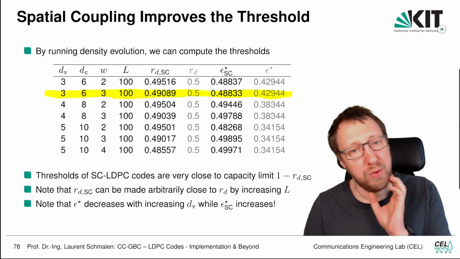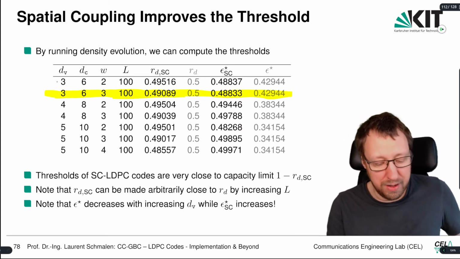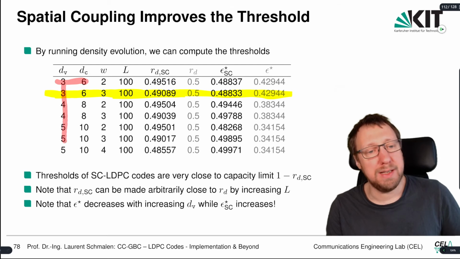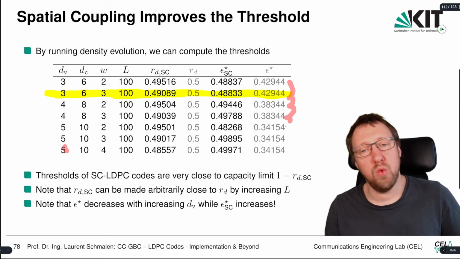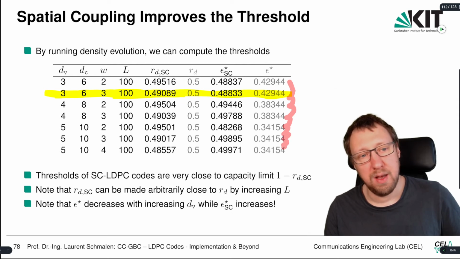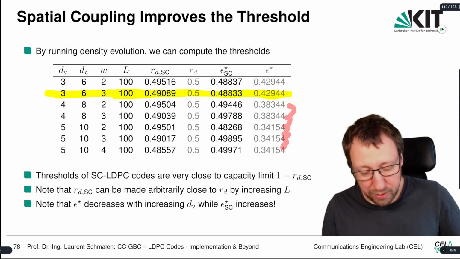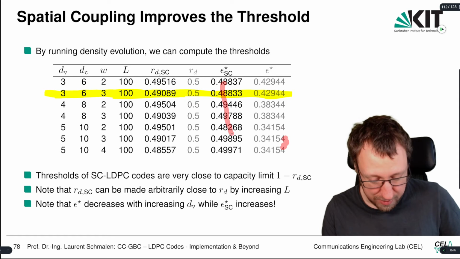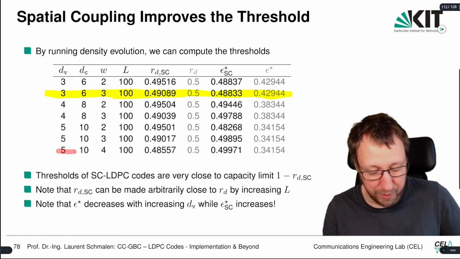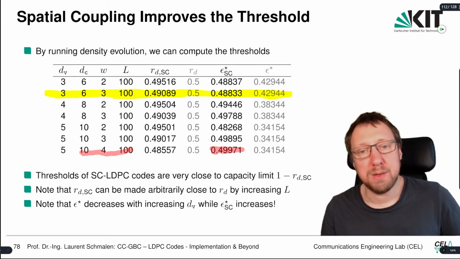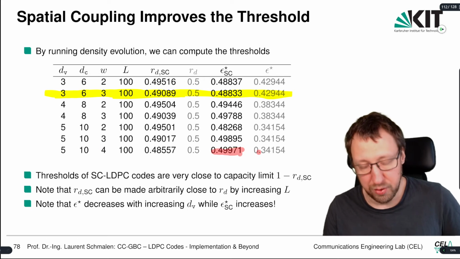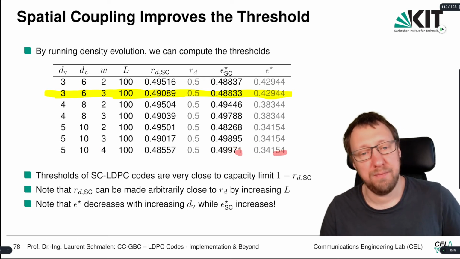And this is somehow counterintuitive because we knew that with an LDPC code, with increasing dV, the traditional threshold gets worse and worse and worse. But now the coupled threshold actually gets better. So for instance, for variable node degree 5, check node degree 10, W of 4, L equals 100, we have a threshold of the spatially coupled code which is almost 0.5, compared to 0.34 with the uncoupled code.